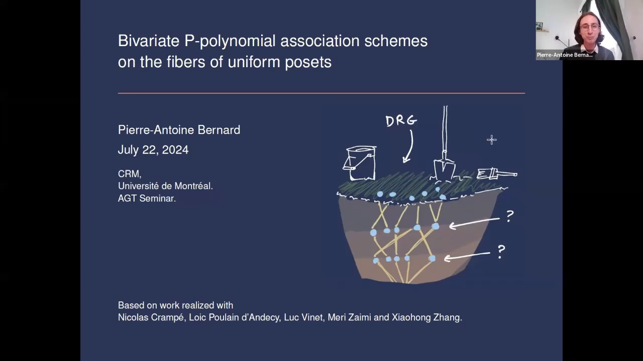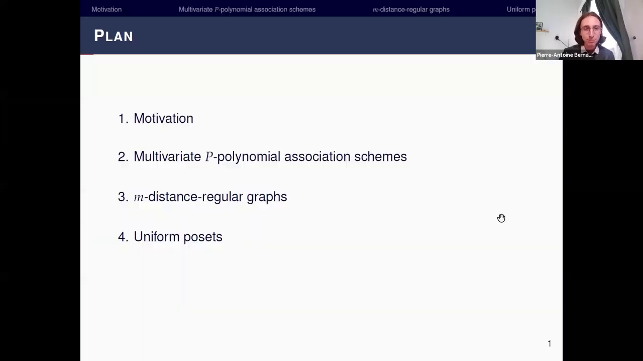For this talk, I want to start with some motivation on why one should care about these multivariate generalizations of well-known and beloved special functions. Then we'll discuss the actual definition of multivariate P-polynomial association schemes, their interpretation in terms of graphs, and by the end, their relation with uniform posets.